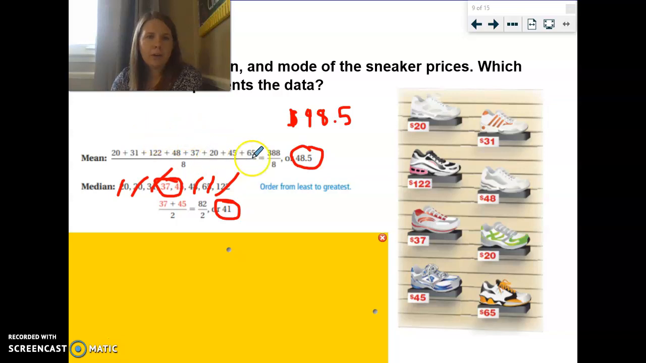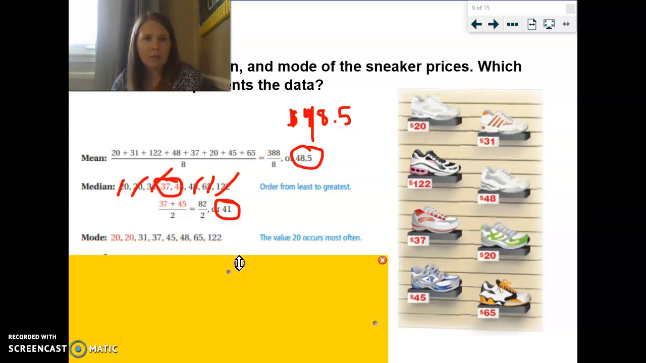All right, so we figured out our mean. This kind of looks like a 9, but it's a 4, 48.5. And we've also figured out our median, which is 41. The last part then is to figure out our mode, which is actually fairly easy. So again, we're just looking for that number that repeats the most.